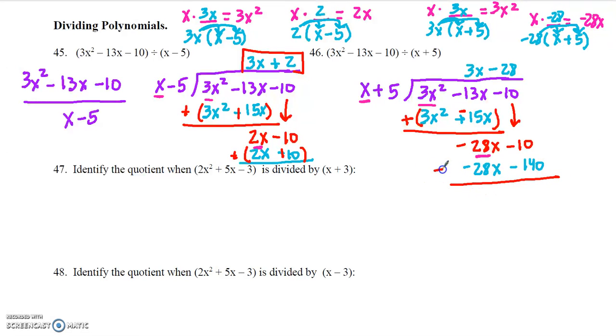And again, let's subtract in parentheses. So negative 28x minus a negative 28x. Again, if I do keep, flip, change, negative 28x and a positive 28x is gone. Negative 10 and a minus negative 140. Again, keep, flip, change. I actually have a negative 10 plus 140, which will end up with a positive 130. So because we have a remainder, remember we're going to put that number 130 over what I'm dividing by, which is x plus 5. Because it was a positive 130, I'm going to put a plus sign right here. And this would be my answer.